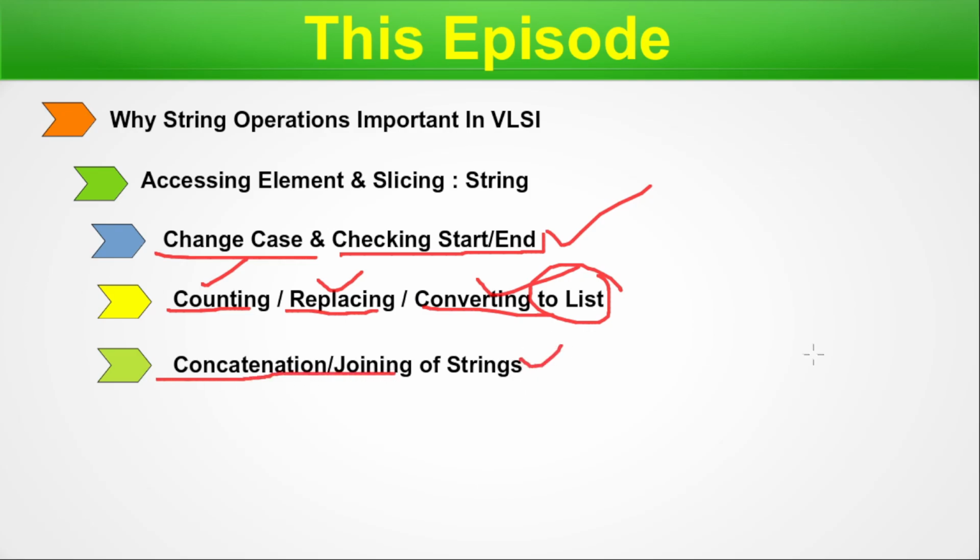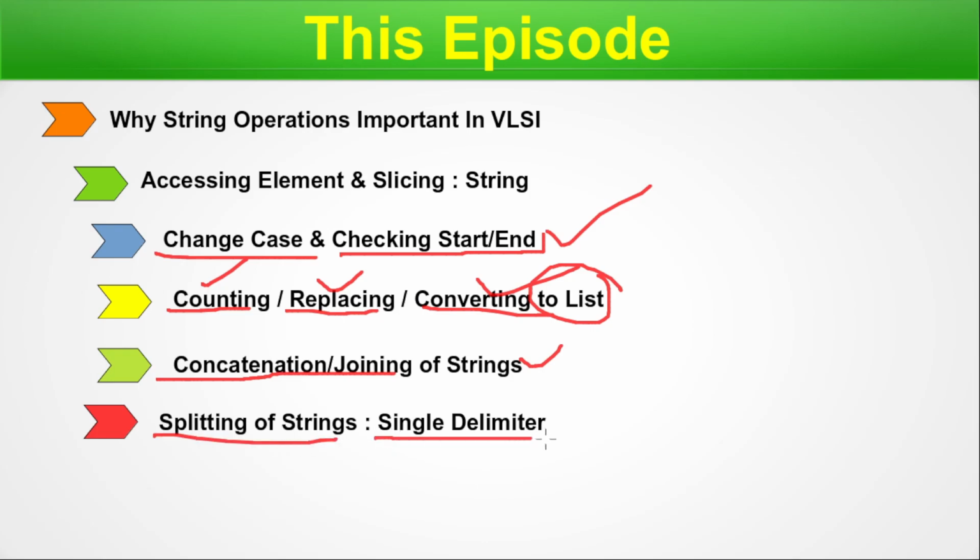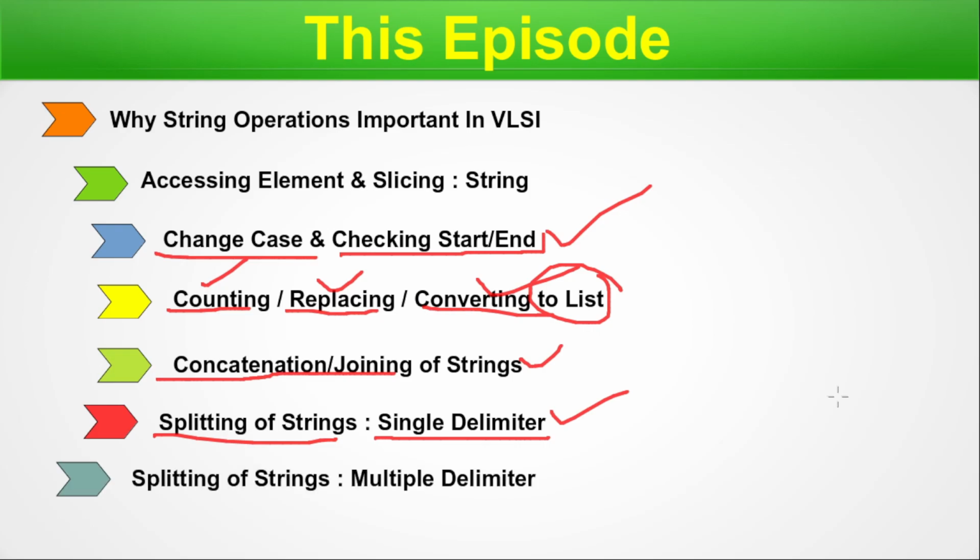That means you have two separate strings or you have more than two strings which you want to join together to make a new string. So that we will learn how to do it in this particular slide. Next, we will go for splitting of strings, the single delimiter. We can split a string based on a particular delimiter. Now, we will try out the splitting mechanism using a particular single delimiter. Next, we will go in more detail and we will use the multiple delimiter method for splitting of strings.